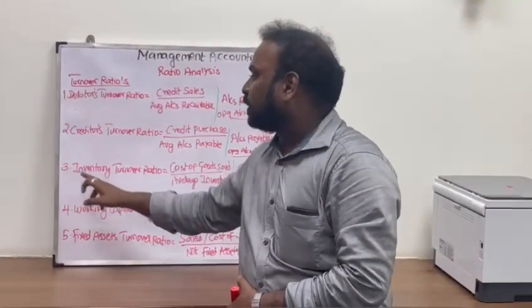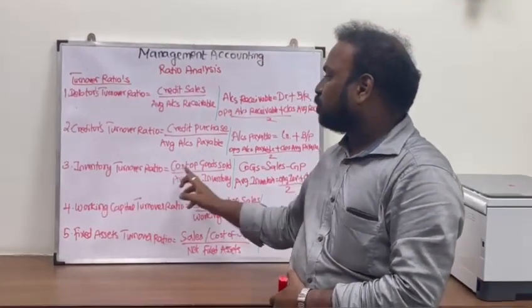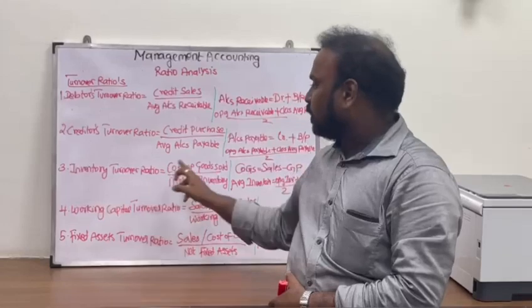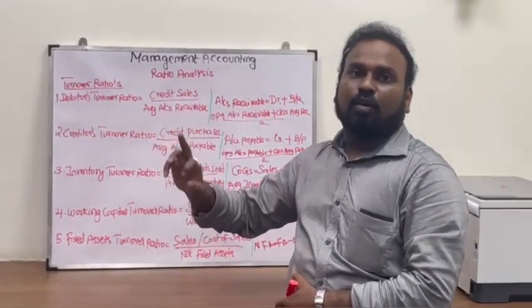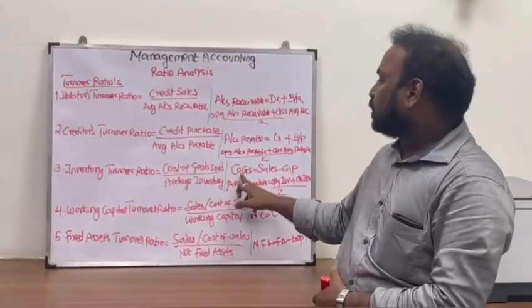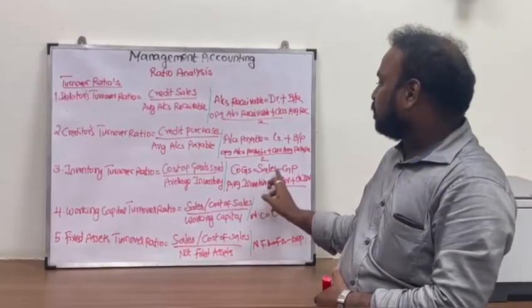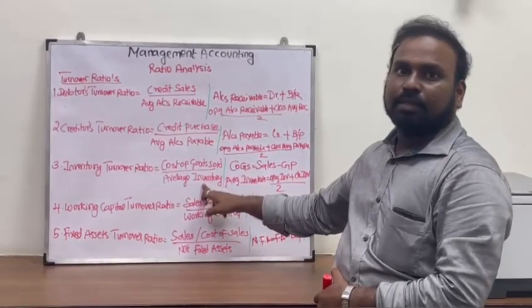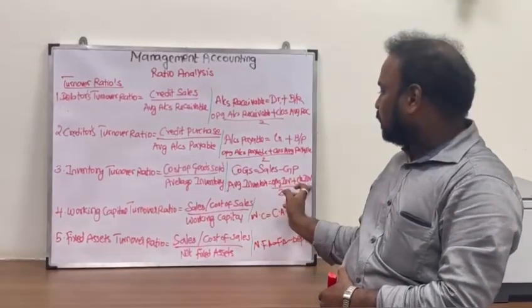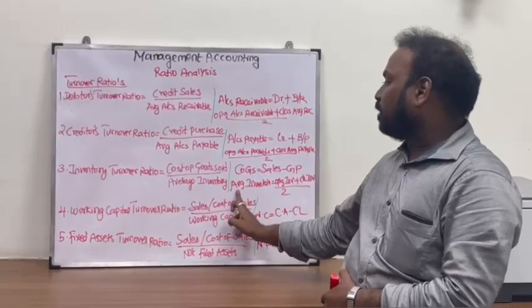The third one is inventory turnover ratio. The formula for inventory turnover ratio is cost of goods sold divided by average inventory. Inventory is also called as stock. So cost of goods sold equal to sales minus gross profit. Then average inventory is nothing but opening inventory plus closing inventory divided by 2, you will be getting average inventory.